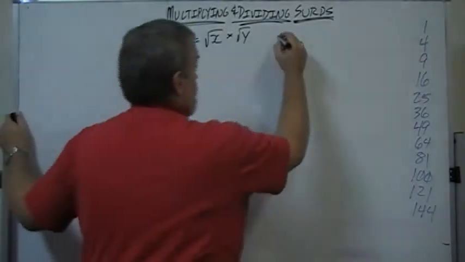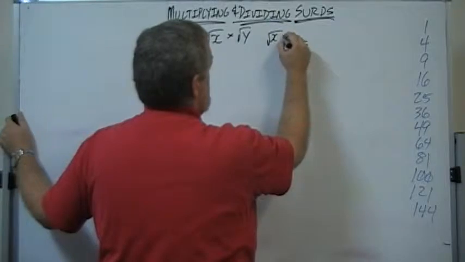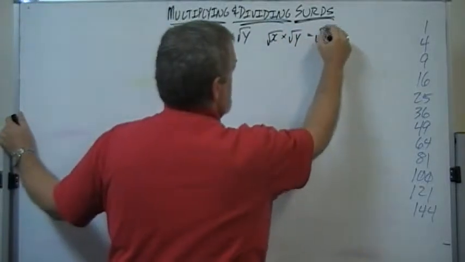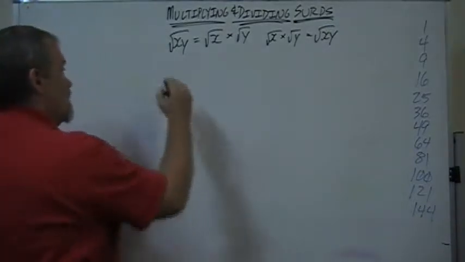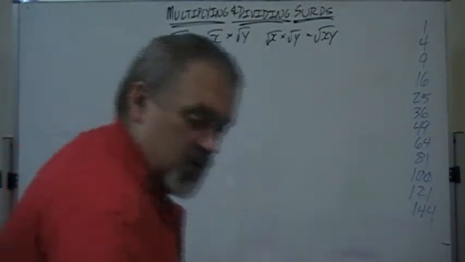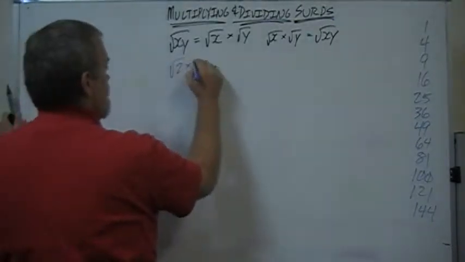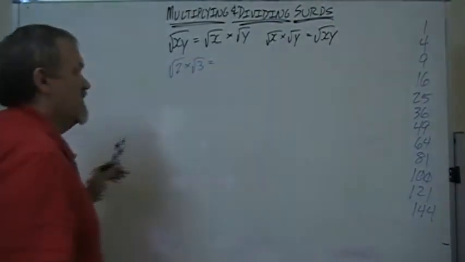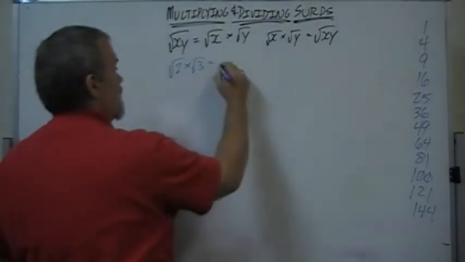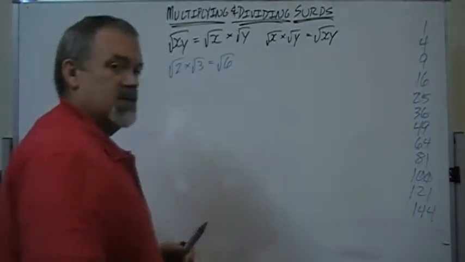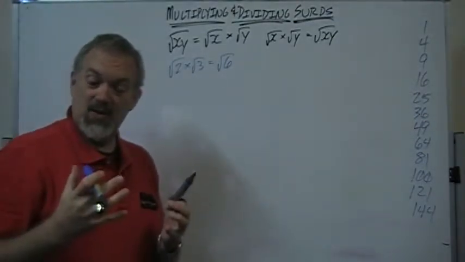The actual rule that we're going to use is square root of x times the square root of y is equal to the square root of xy. Example, square root of 2 times the square root of 3. All we have to do is multiply those two numbers under the surd together and we get the square root of 6.